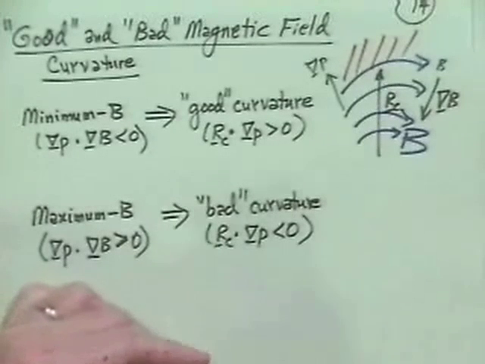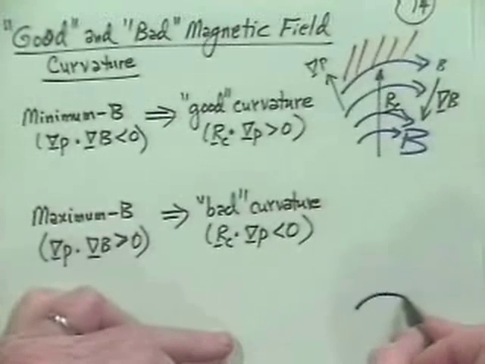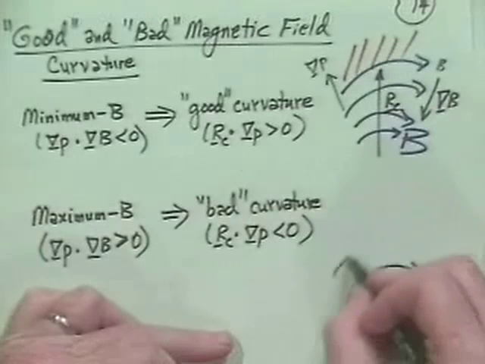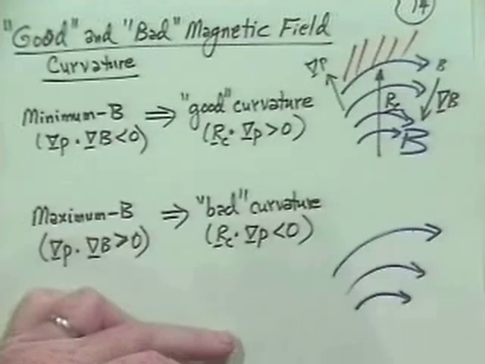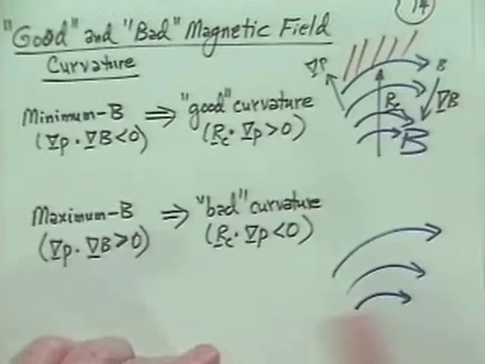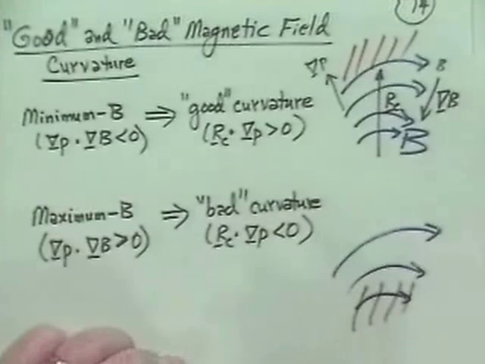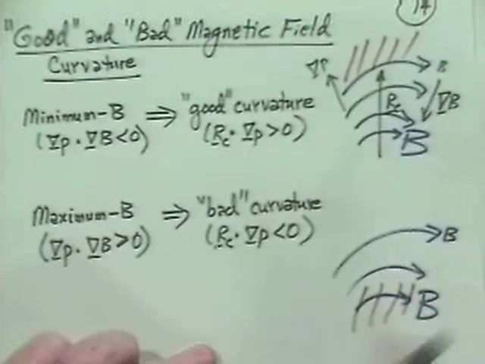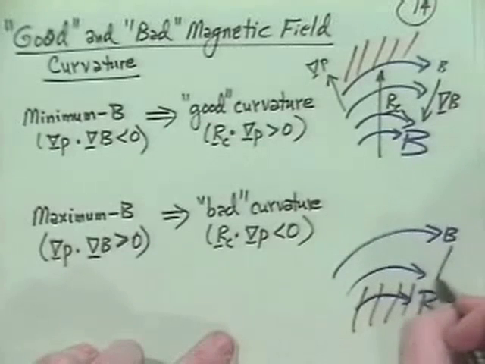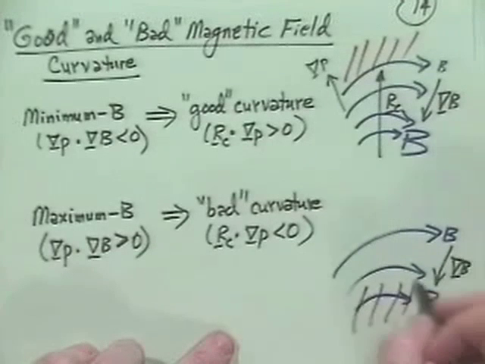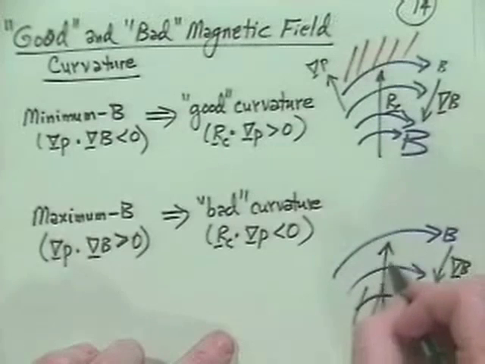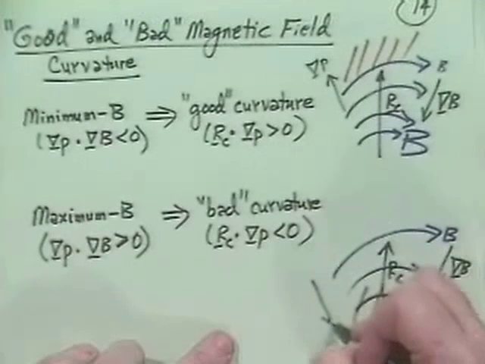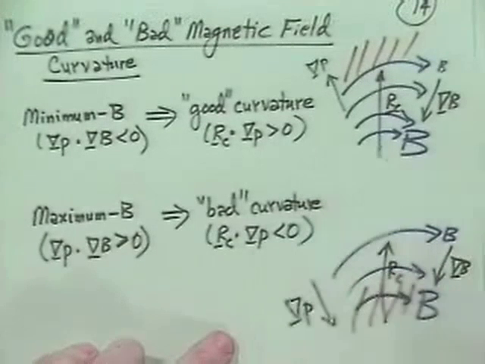And again, to sketch what we're trying to do here, we would have field lines doing this. And what we would be trying to do is put the plasma in here, where B is big. And again, we'll still have grad B in this direction and the radius of curvature in this direction, but now grad P is in this direction.